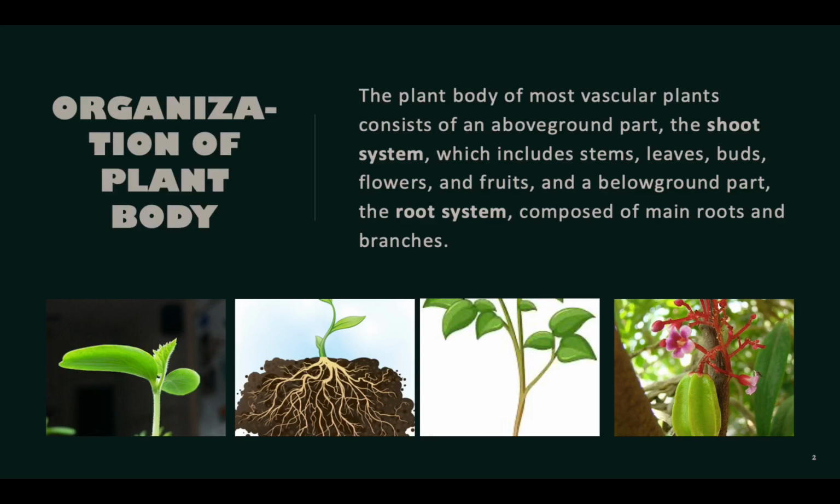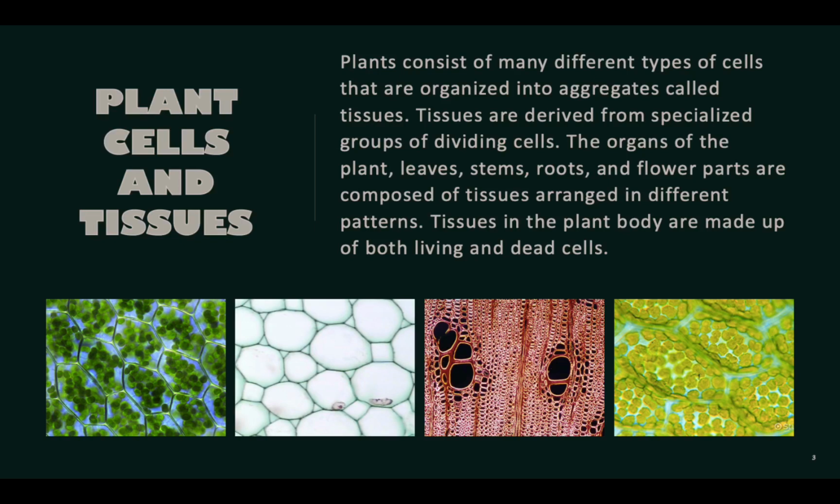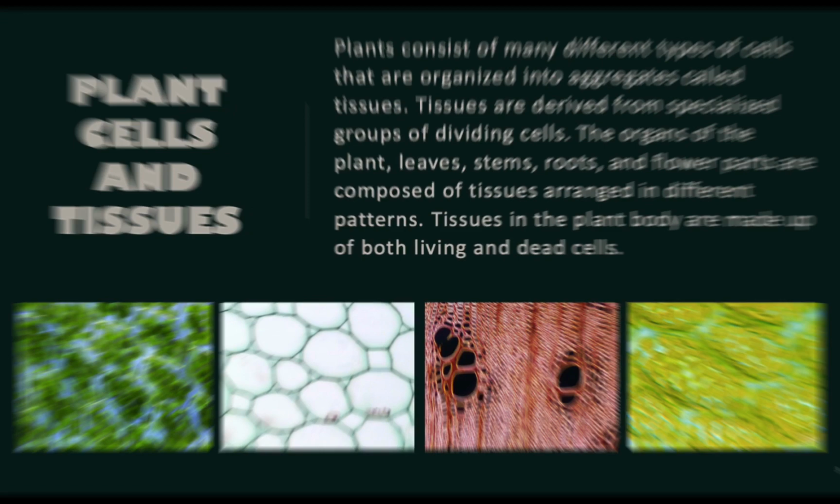So, what are plant cells and tissues? Plants consist of many different types of cells that are organized into aggregates called tissues. Tissues are derived from specialized groups of dividing cells. The organs of the plant, leaves, stems, roots, and flower parts, are composed of tissue arranged in different patterns. Tissues in the plant's body are made up of both living and dead cells.